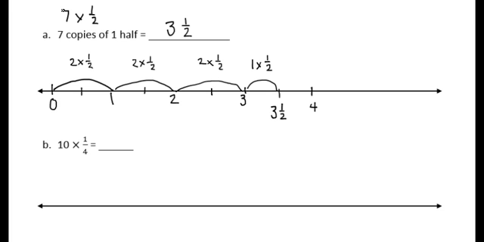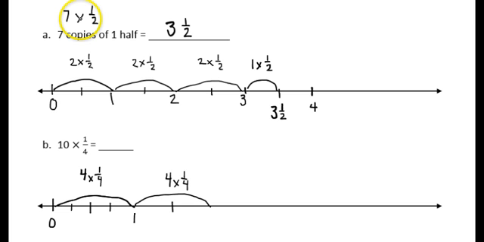And in problem B, we're going to do the same thing. This time we're taking 10 times 1/4. So I'm going to start at 0. And since I'm working with fourths, it takes 4 to make a whole. So my first jump will be 4 times 1/4. And I'll show those fourths. That puts me at 1 whole. Since I need 10 copies and I've only used 4, I'm going to do another jump of 4. 4 times 1/4 now puts me at 2 wholes.